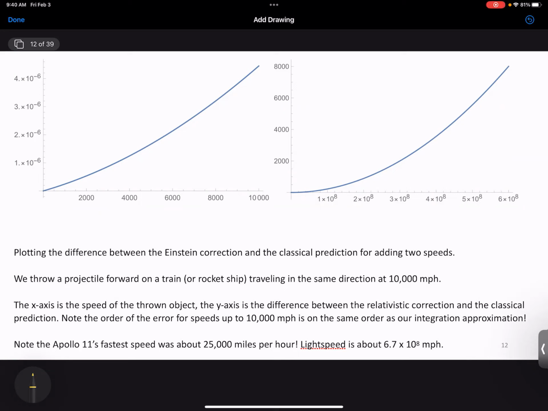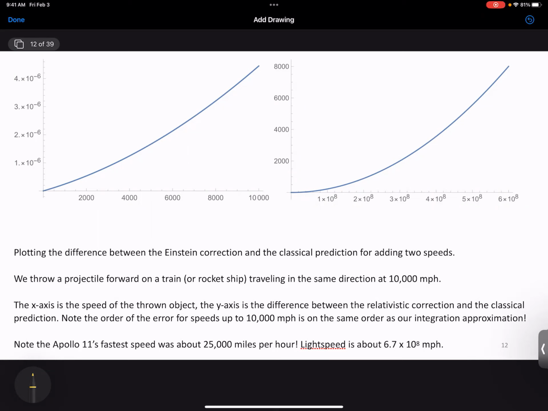Is this reasonable? Yeah, it's reasonable that if the projectile is not moving, there would be no correction factor. And then as you get all the way up to 10,000, which is the speed of the rocket ship, the correction factor is 4 times 10 to the negative 6. 10 to the 6 is a million, so we're talking about 4 parts out of a million. That's going to be very hard to notice, and even in a situation like that, it would be very hard for us to see.